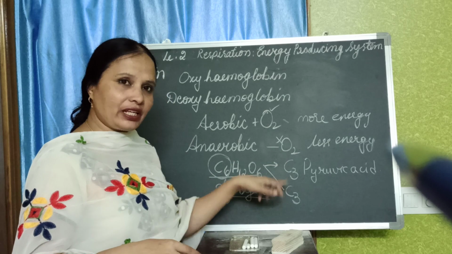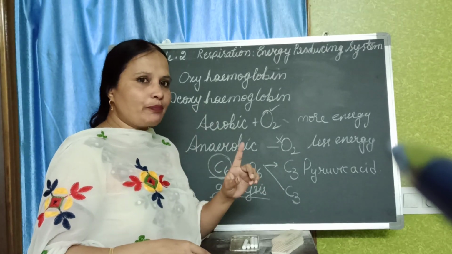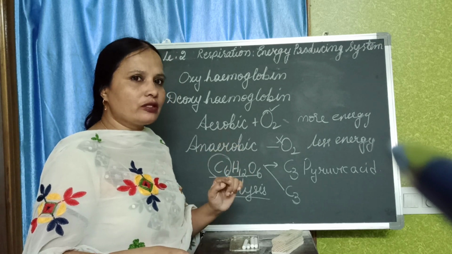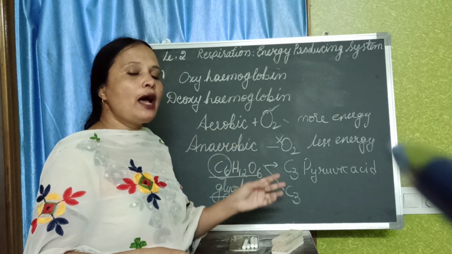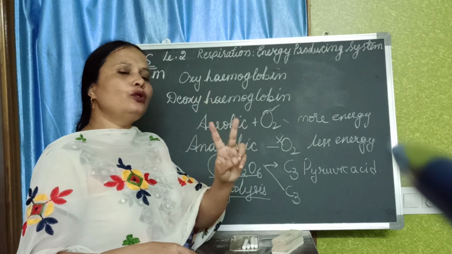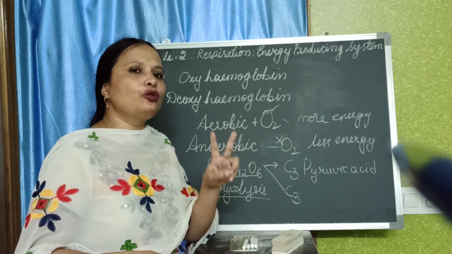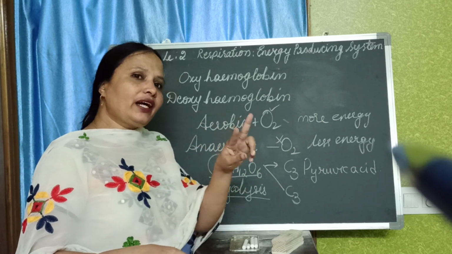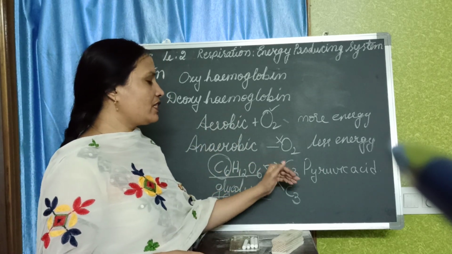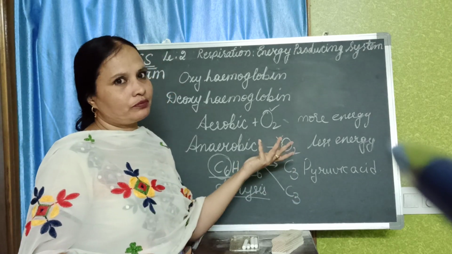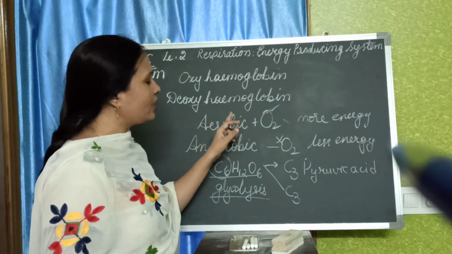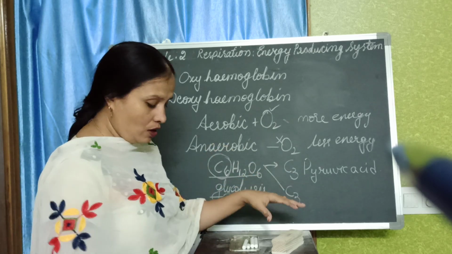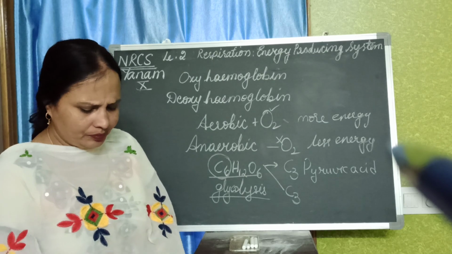Can you see 2 pyruvic acids? Glycolysis means breaking down of glucose. The first step of glycolysis is breaking down the glucose into two pyruvic acids or two pyruvates. That means 3 carbon compounds. That is the first step. It is same for both aerobic respiration as well as anaerobic respiration. From here it differs. So let us see how it differs.